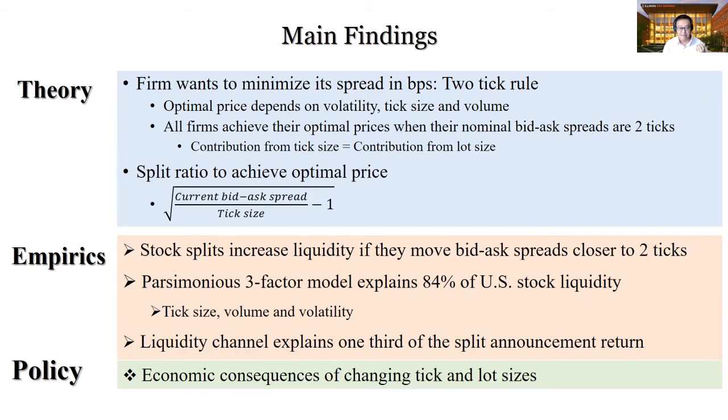And then we develop a parsimonious 3-factor model. It can explain 84% of US stock liquidity. The 3 factors are tick size, volume, and volatility. And the liquidity channel also explains 1/3 of the announcement return after splits. Finally, we talk about policies, about different policy regimes. For example, now we are in Europe virtually. In many European countries, we have proportional tick or lot sizes. We will make a comparison between different policy regimes.